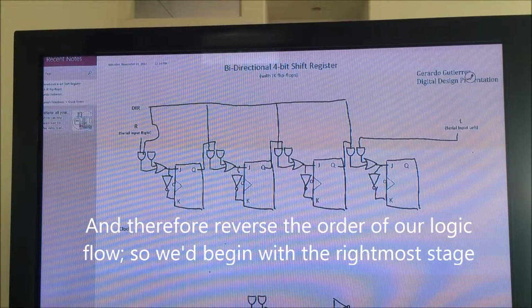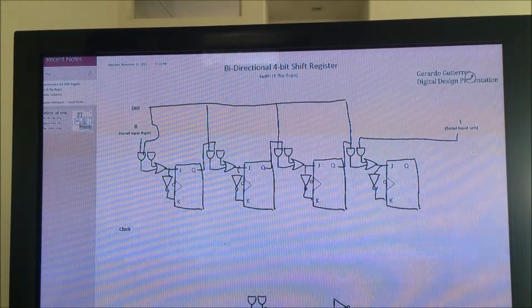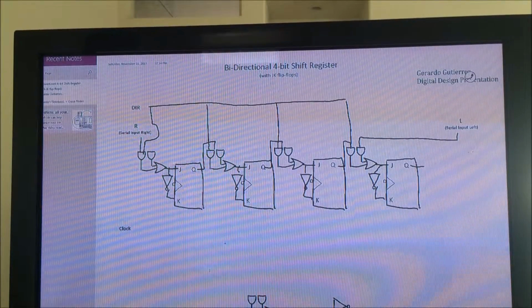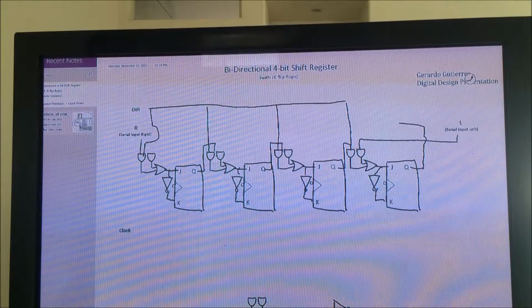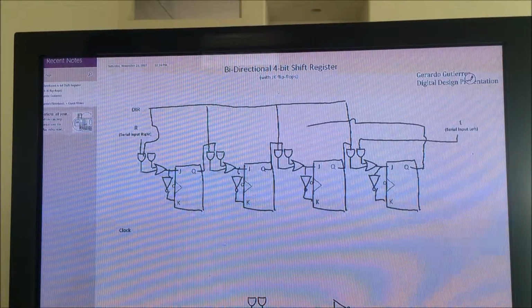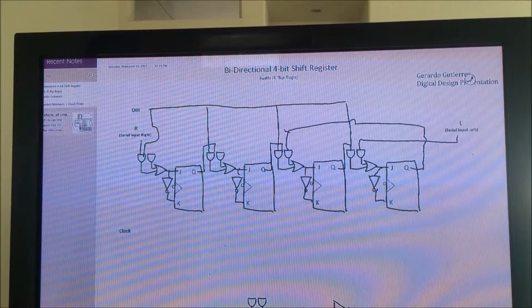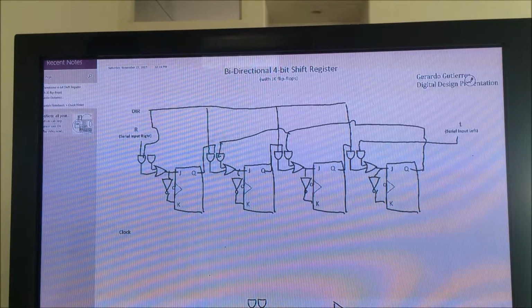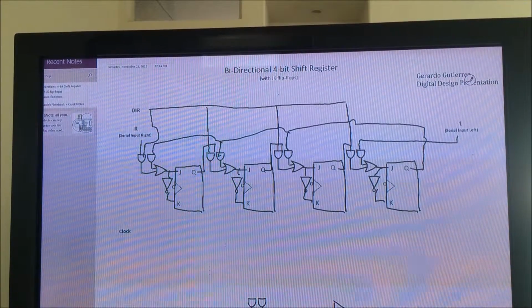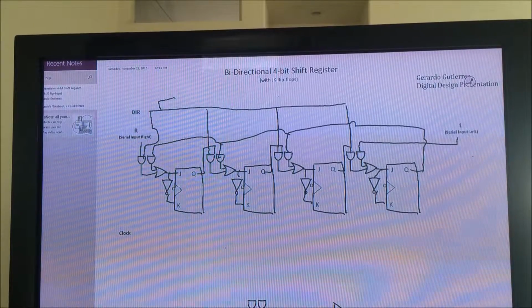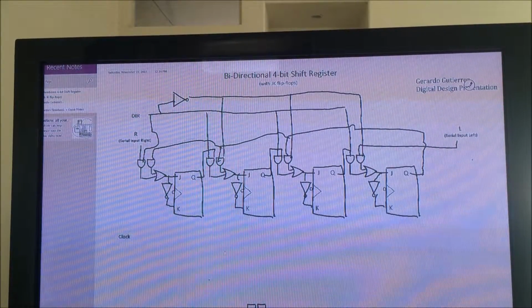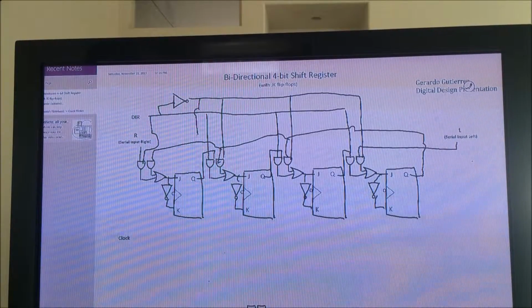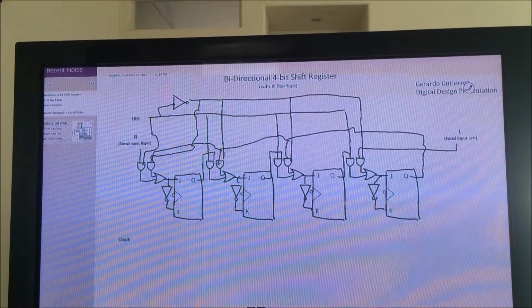So the output bit of this guy will go into the secondary AND gate of every stage. The other input being our inverted direct signal, which will activate all of these secondary gates and allow a leftmost shifting.